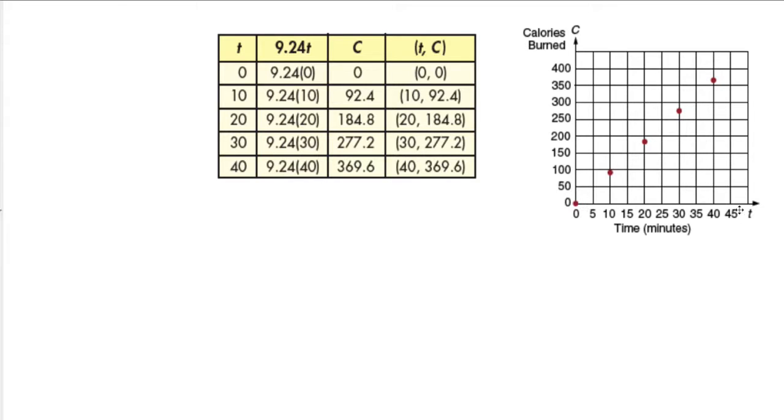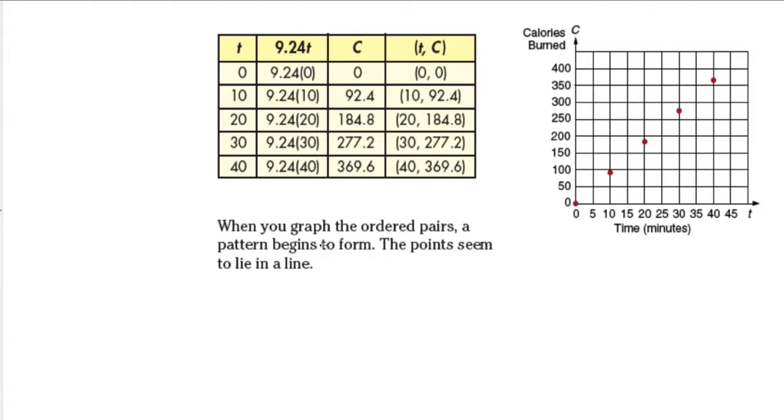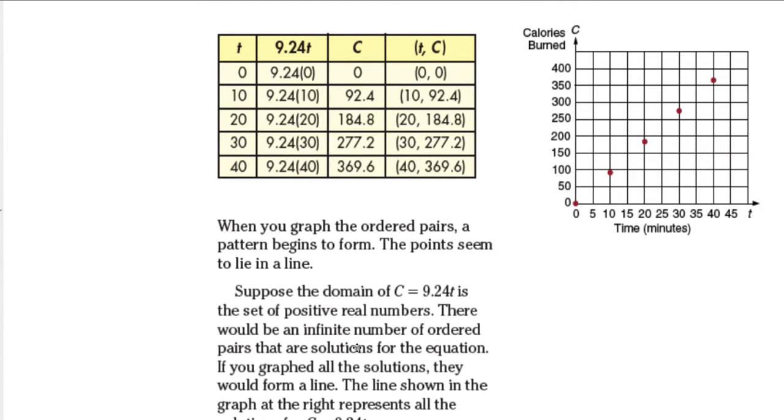It's supposed to be the horizontal axis. Anyway, okay. So when you graph the ordered pairs, a pattern begins to form. The points seem to lie on a line. Okay? And let's suppose the domain of C.